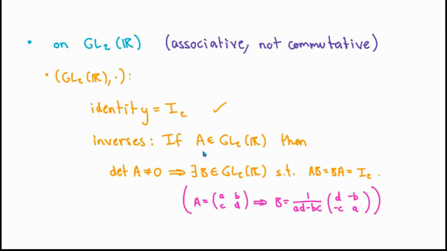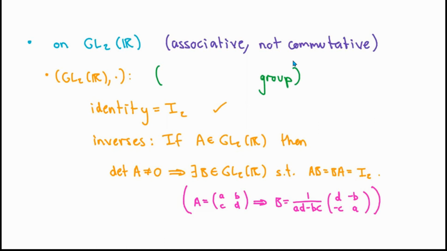And in case you've forgotten about that, you'll probably remember this formula. If the coefficients of the matrix A are a, b, c, d, and the determinant, which is ad minus bc, is not equal to 0, then the inverse matrix is the reciprocal of the determinant times the matrix d, negative b, negative c, a. Anyway, the point is that every element of this set has a multiplicative inverse, so this is an example of a group.